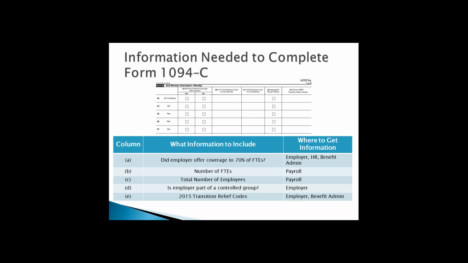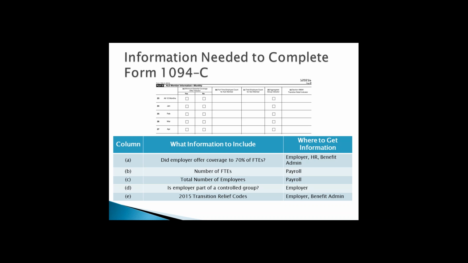So moving on to Part 3 of the 1094C. The 1094C requires that applicable large employers report on a month-by-month basis. There are different variables that have to be included, which you can see below. Column A requires you to report whether you offered minimum essential coverage to at least 70% of the full-time employees for each month. You can get this information from the employer, the HR department, or the benefits department.